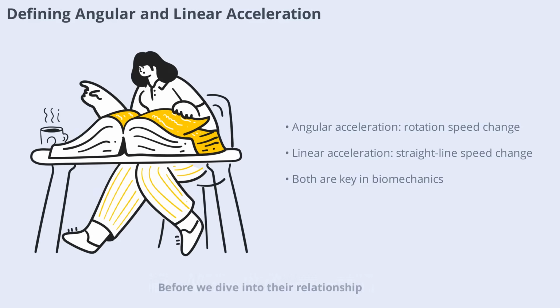Before we dive into their relationship, let's clarify what we mean by angular and linear acceleration. Angular acceleration refers to how quickly an object changes its rotational speed, while linear acceleration is about how quickly its velocity changes in a straight line. In biomechanics, both types of acceleration play a role in understanding how limbs and joints move. For example, when you swing your arm, your shoulder experiences angular acceleration and your hand experiences linear acceleration. These two forms of acceleration are interconnected, and understanding them helps us analyze complex movements.